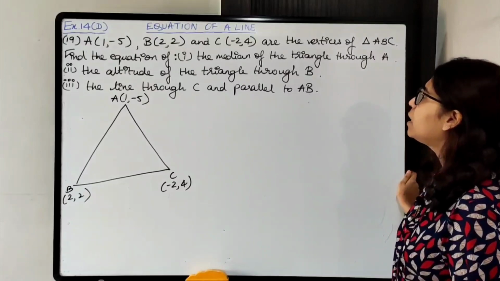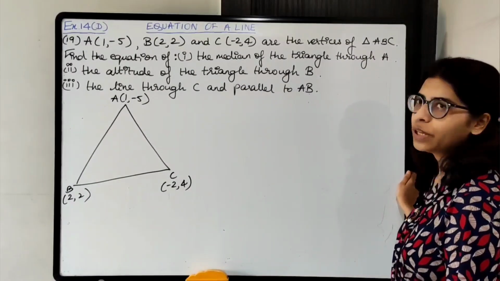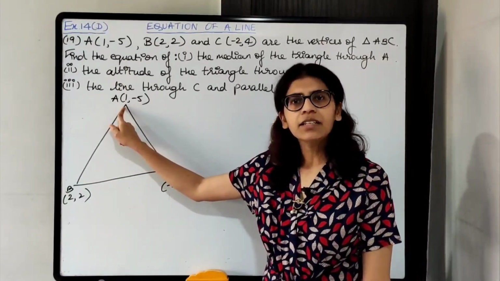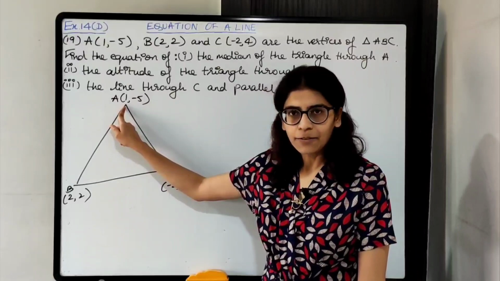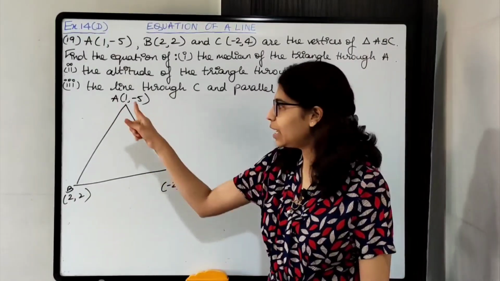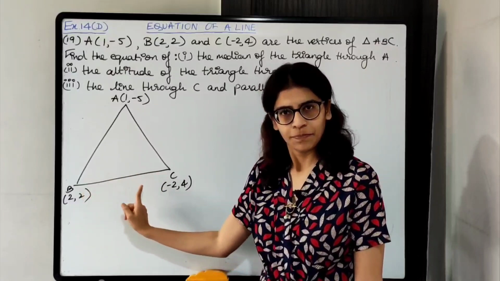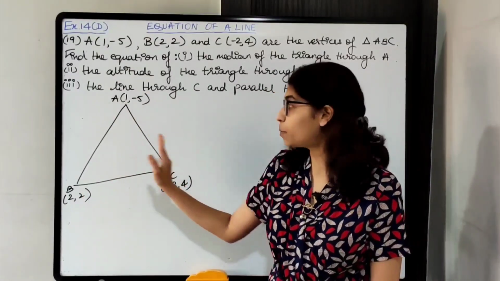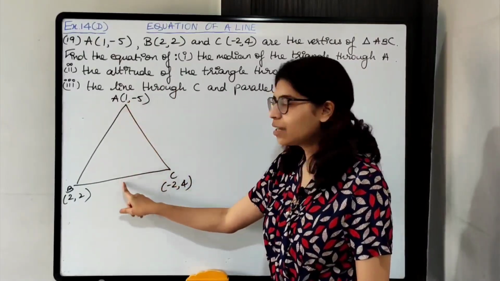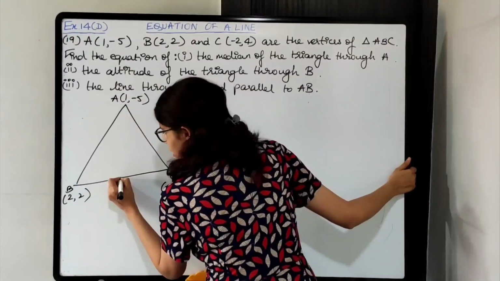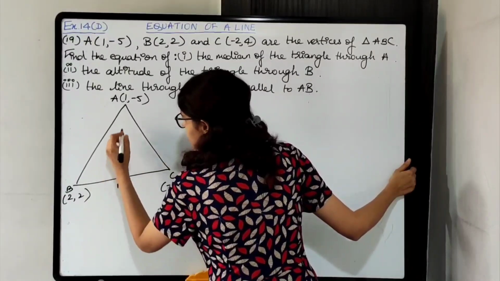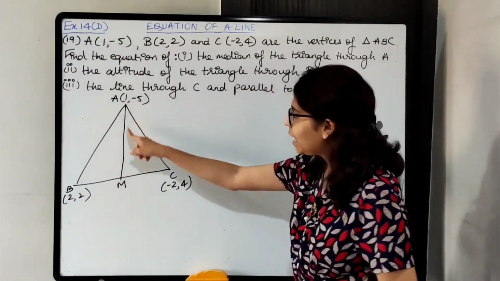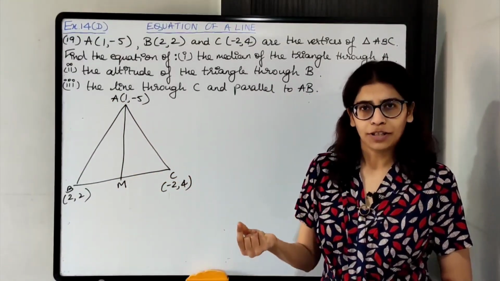First part, we need to find the equation of the median of the triangle through A. From A, we are drawing a median. So median is nothing but joining A with the midpoint of the opposite side. A's opposite side is BC. So you are joining A with the midpoint of BC. Let's say there is some point M which is the midpoint of BC. So we are joining A and M. We have to find the equation of AM.